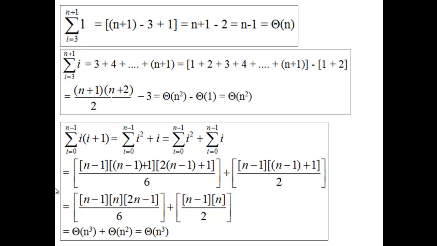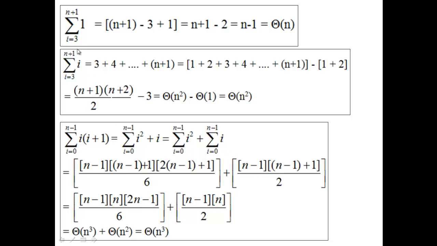First multiply this I inside. That's going to be I times I, which is I square, plus I times 1, which is I. So this whole thing is inside the summation. So sigma I equals 0 to n minus 1 of I square, so we are splitting the summation, plus sigma I equals 0 to n minus 1 of I.